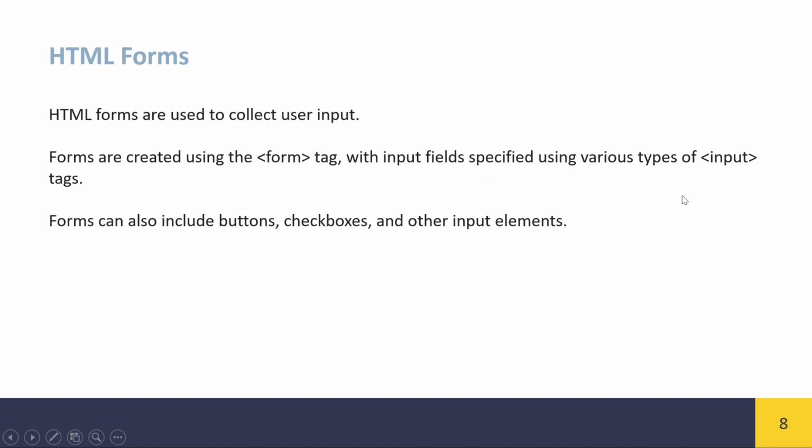If we want to give the input, then these form tags should be used, and then we have to use the input tags. Forms can also include buttons, checkboxes, and other input elements. These forms can contain different types, like when we are submitting a Google form, there will be checkboxes like tick marks, right? And also buttons and other input elements.